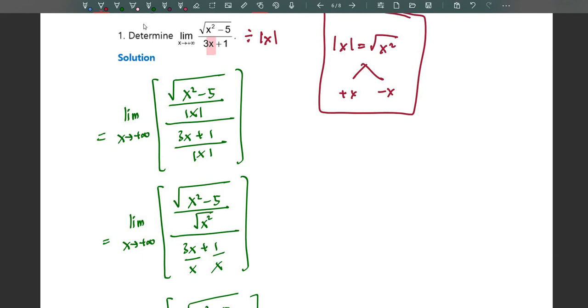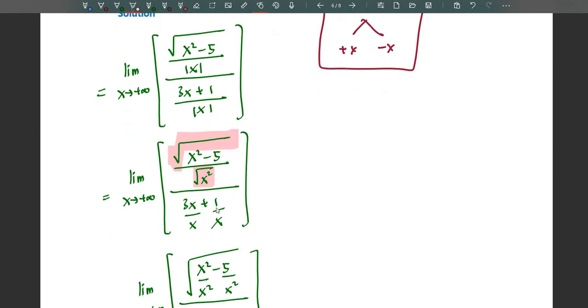therefore you will need to change this part. Instead of modulus x, in order to combine with this root, we change modulus x into root of x squared. Next, simplify. This part here, since x approaches positive infinity, we open the modulus x as positive x, as you can see here, because we refer to the limit given that we need to determine.